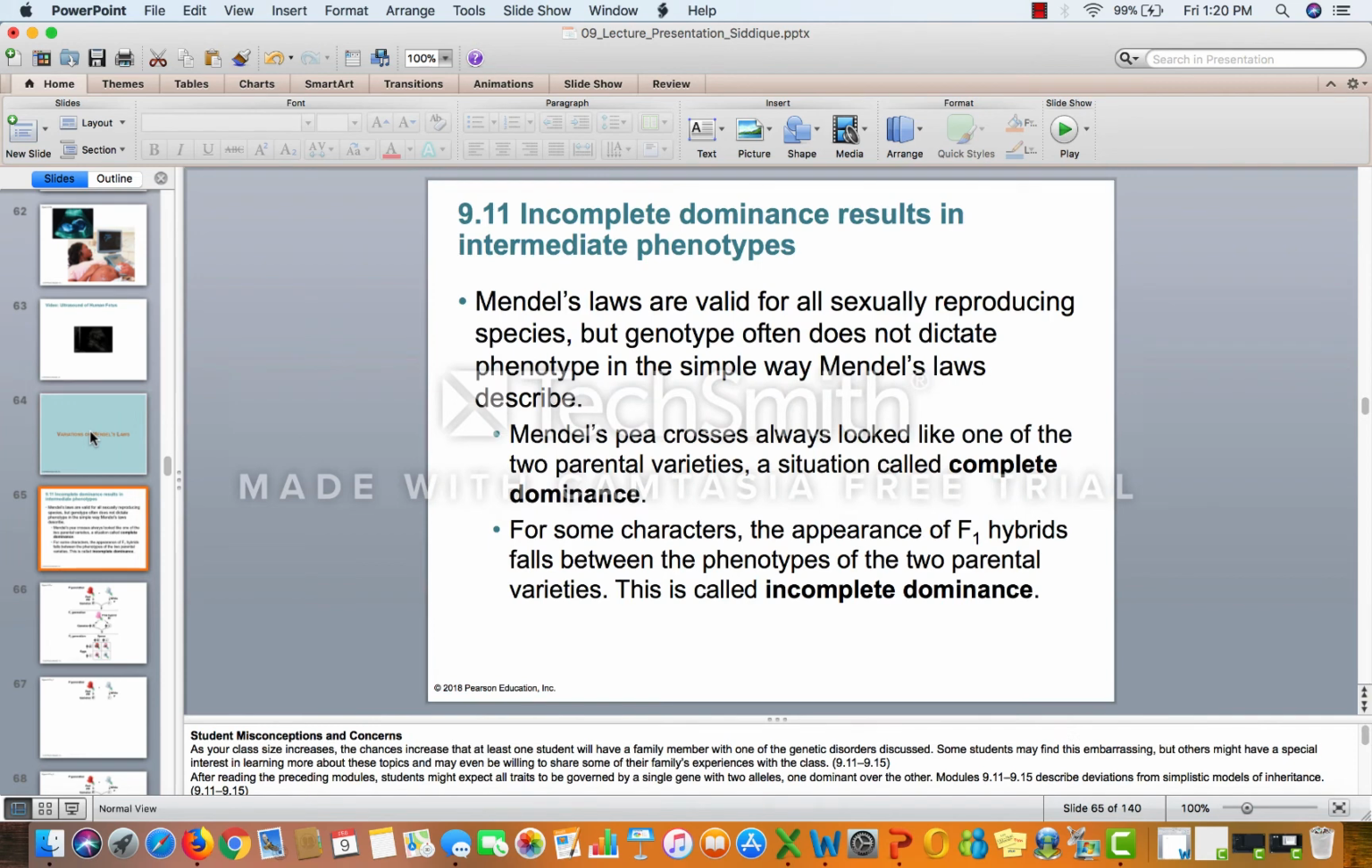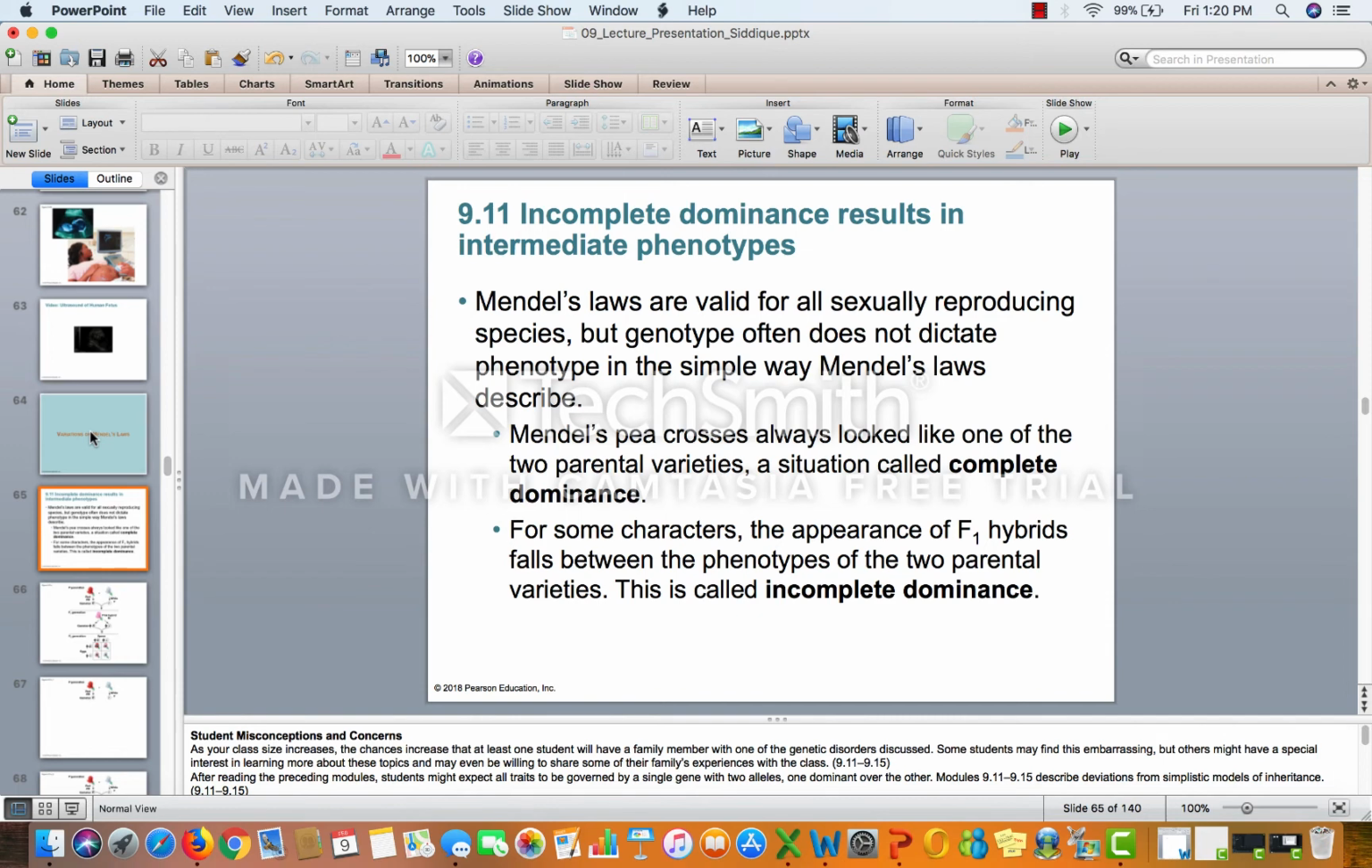There are some differences, though, when we talk about Mendel's laws. Mendelian genetics basically looks at two things: can something have complete dominance, or can it have incomplete dominance? Incomplete dominance means that you're getting intermediate phenotypes. So let's say you get a filial 1 hybrid, and it falls between the phenotypes and physical appearances of the parents. That's called incomplete dominance. If you cross Mendel's peas and the offspring always look like one of the parental varieties, you have a situation of complete dominance, right?